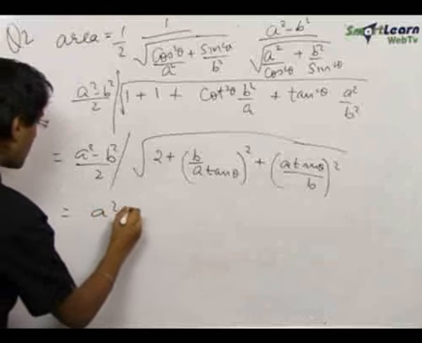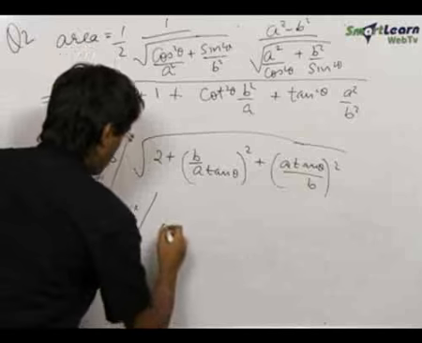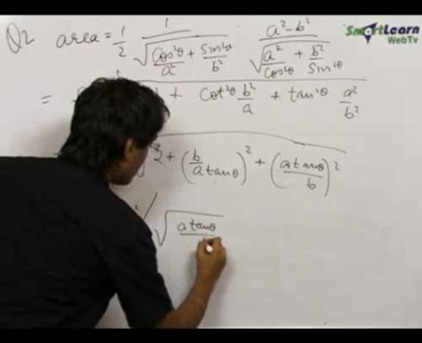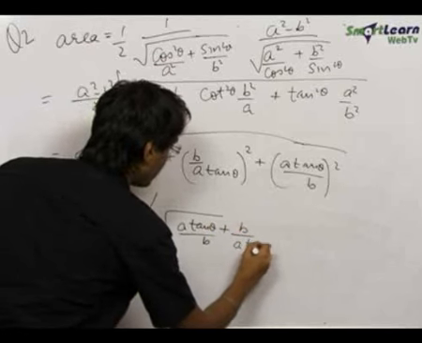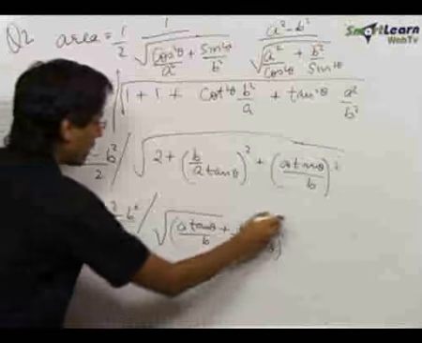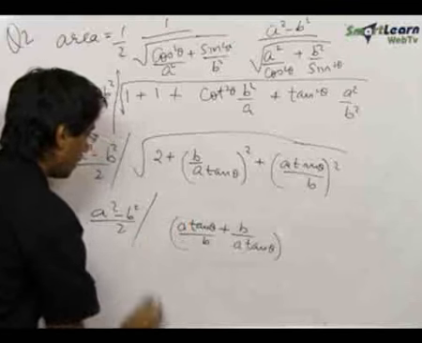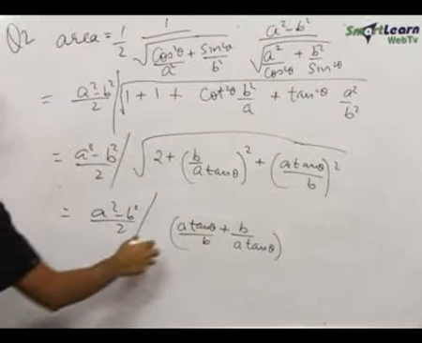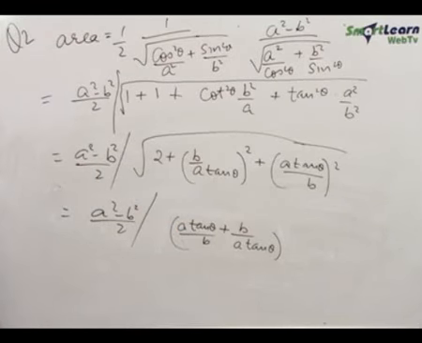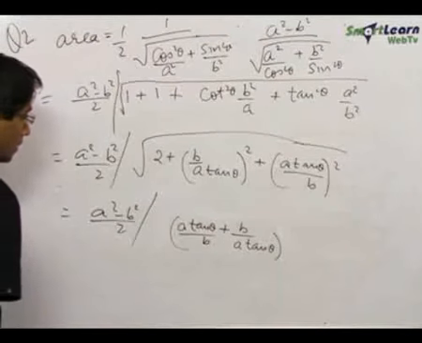This is equal to a square minus b square by 2 divided by the square root of a tan theta by b plus b by a tan theta whole square, and this is under root, so the square will be removed. We are left with a square minus b square by 2 divided by a tan theta by b plus b by a tan theta. So in order to make the area maximum, we need to minimize this denominator.